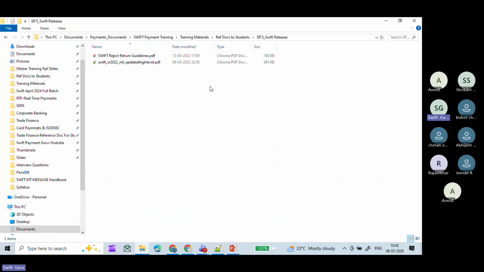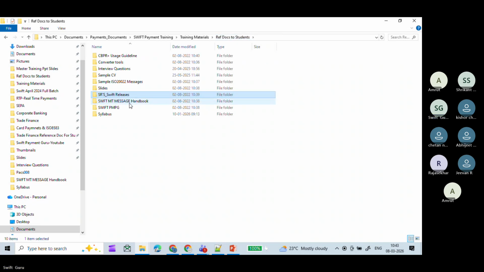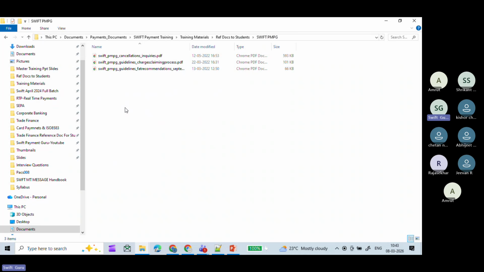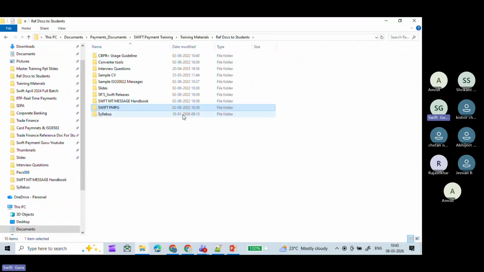Then we have some of the documents related to SWIFT. There is plenty of documentation SWIFT also releases. Every year there is some sort of SWIFT release documentation, the SR release we call it. It comes with a lot of changes to this messaging, so those documents are there that you can refer to as well. Some of the good practices that banks follow in SWIFT payments, those documents and articles are also there that you can refer to.